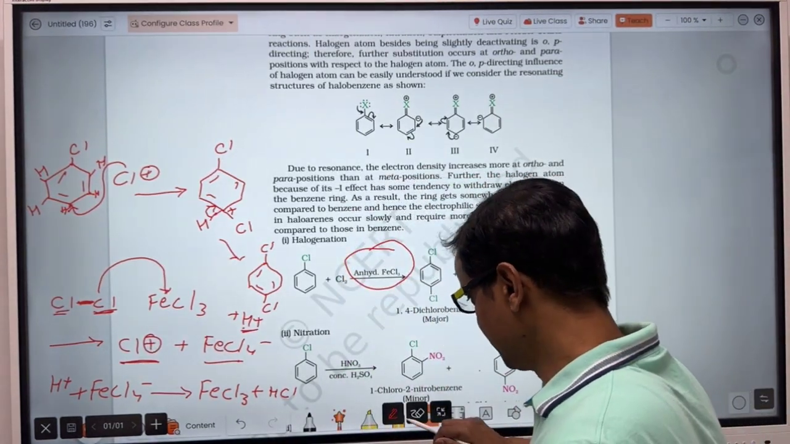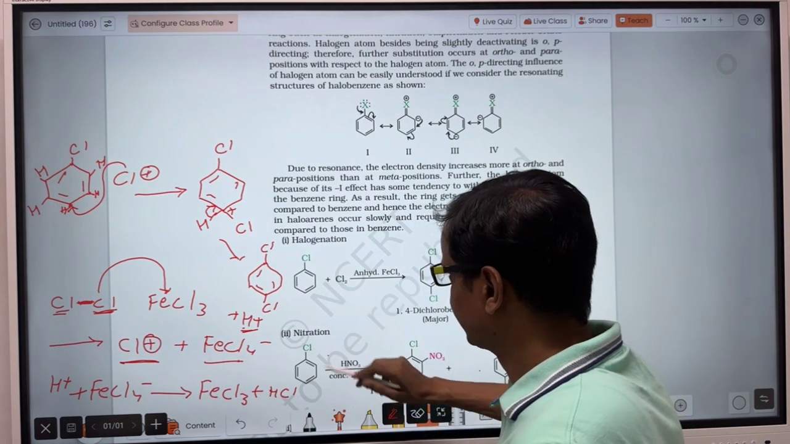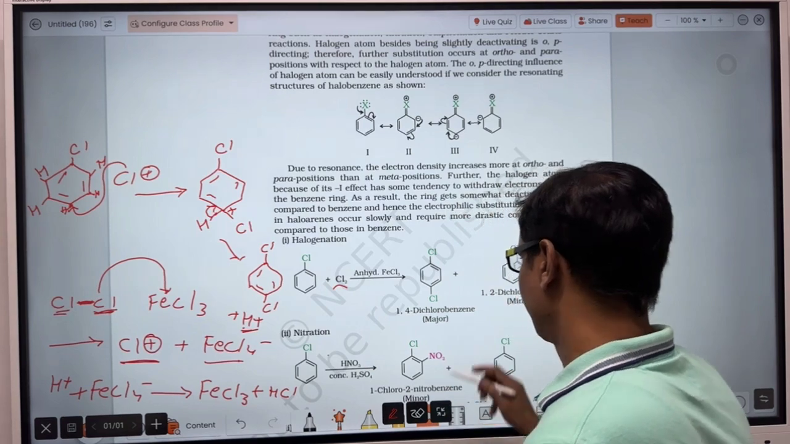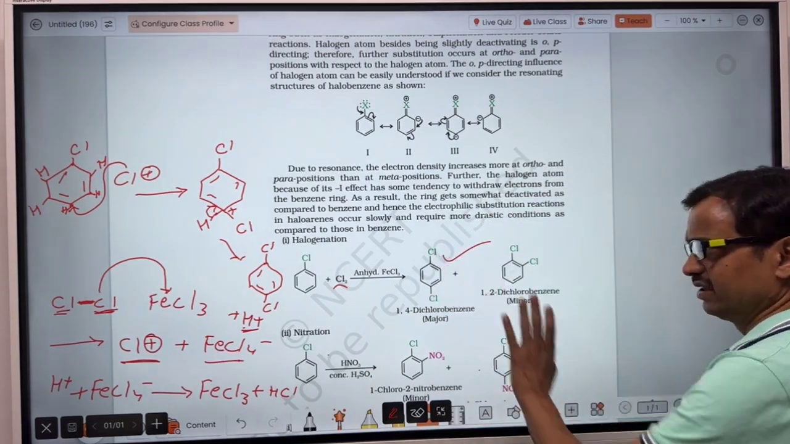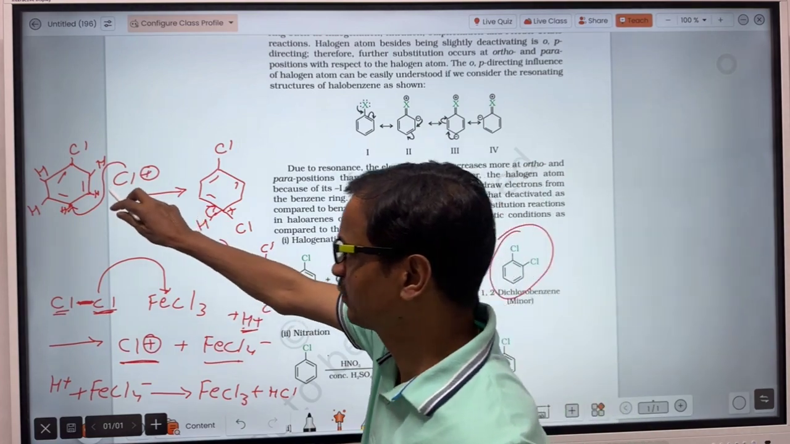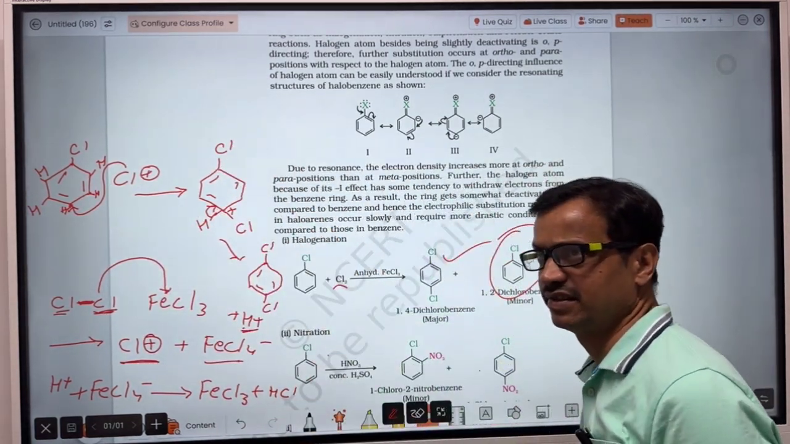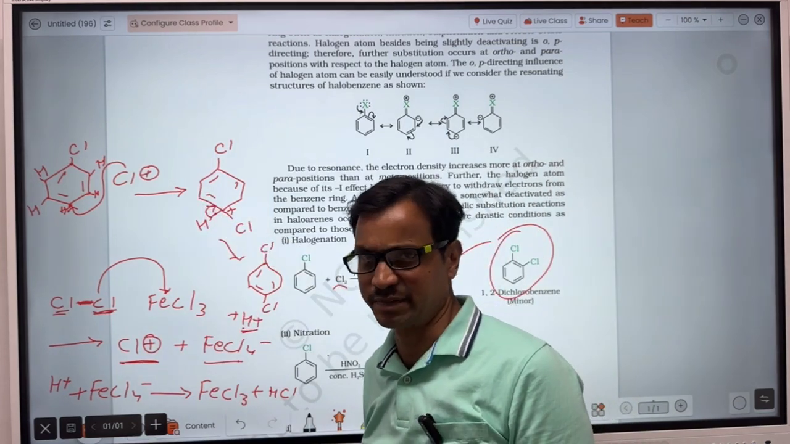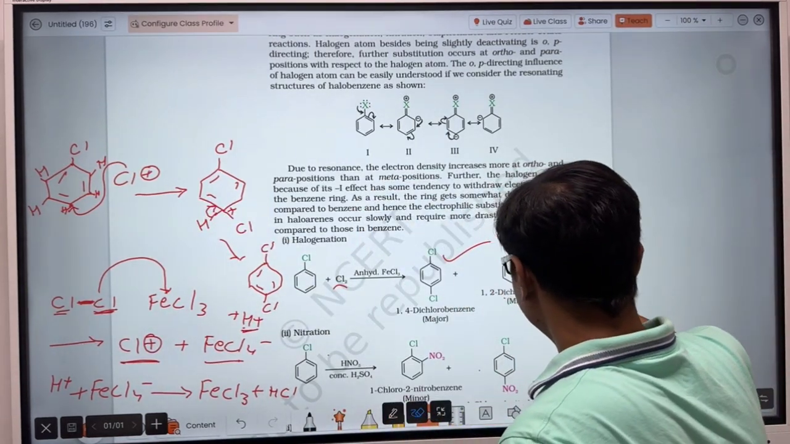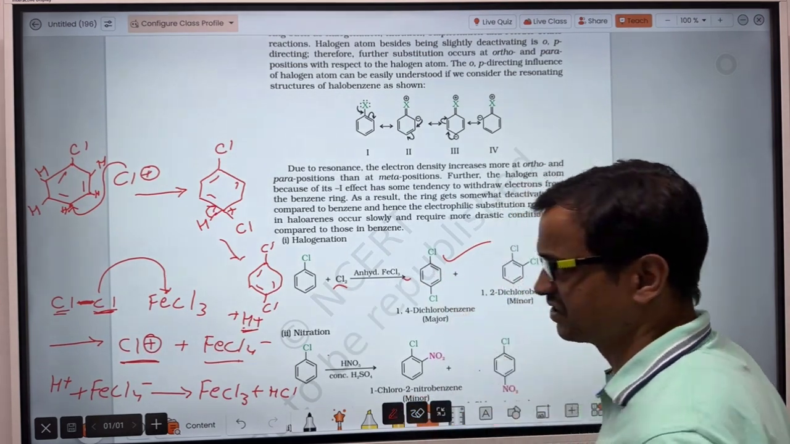So in the presence of any Lewis acid, here anhydrous FeCl3, the haloarene will react with chlorine and form para-dichlorobenzene and ortho-dichlorobenzene. Same as here, the electrophile can attack the ortho position also, and the reaction takes place in the same manner. So what happened here: there is 1,2-dichlorobenzene here, and here is 1,4-dichlorobenzene.